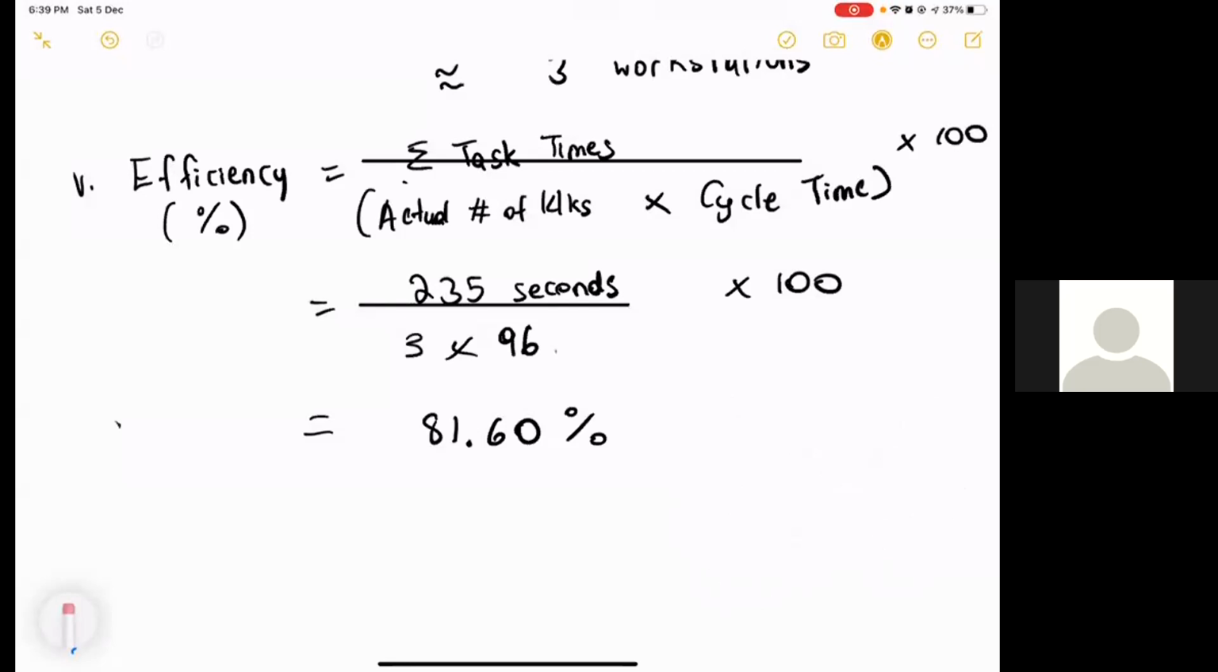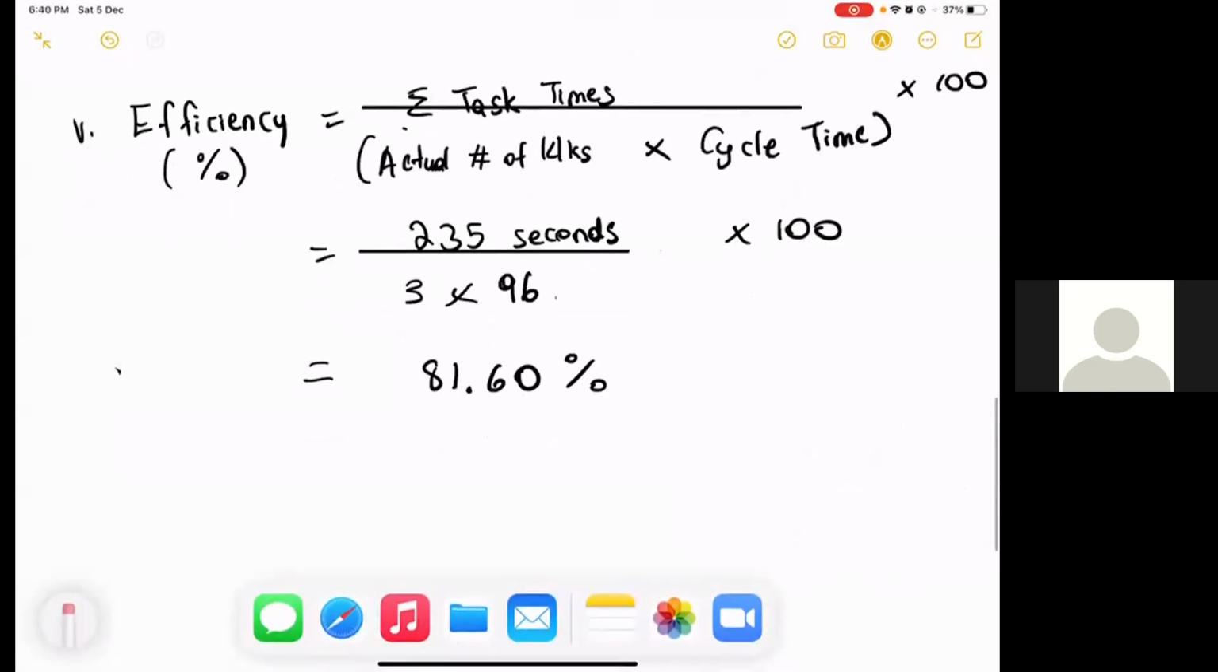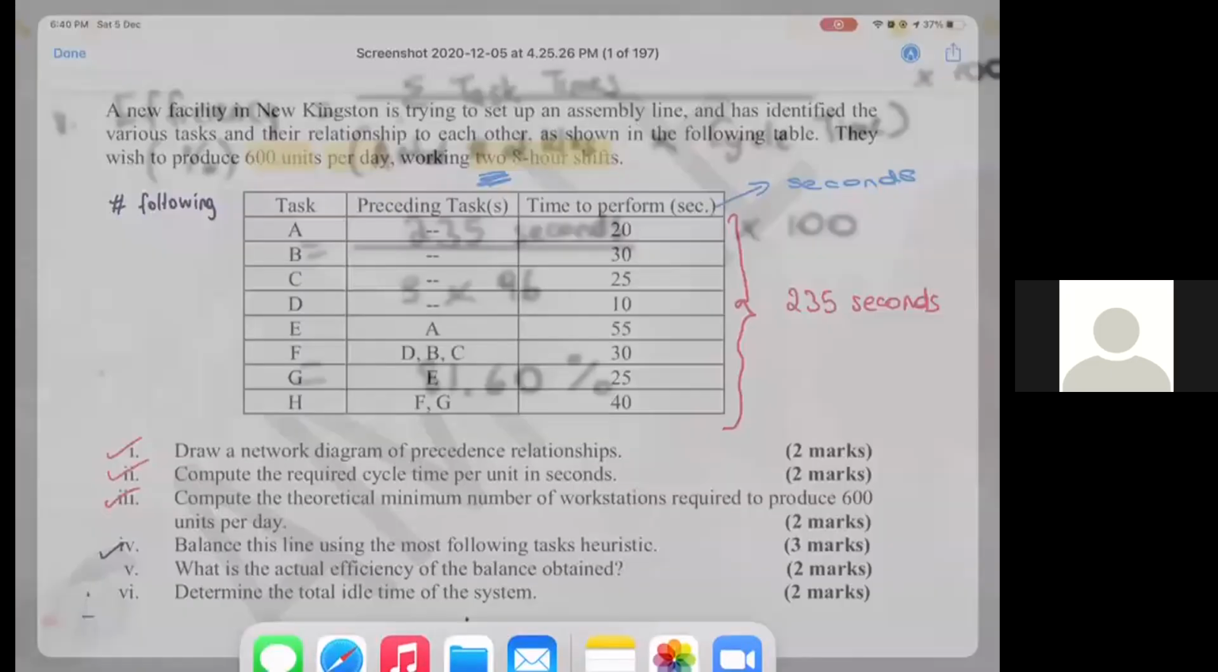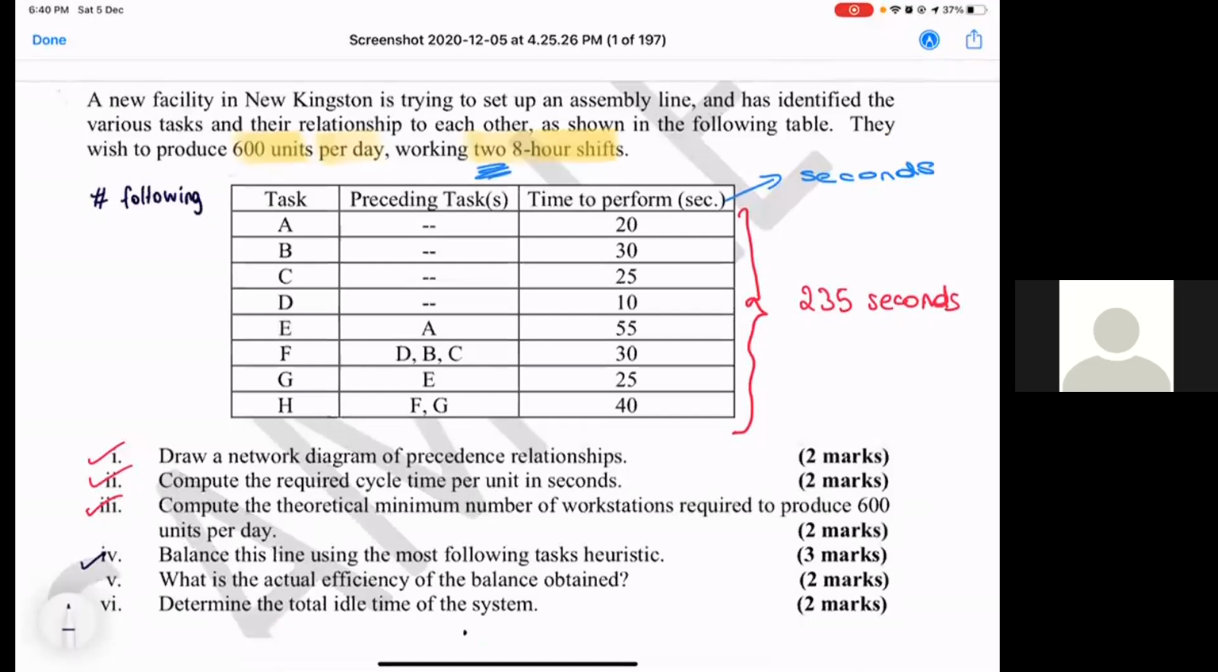Moving on to part 6 of the question. It asks us to determine the total idle time of the system. We can do this 2 ways.